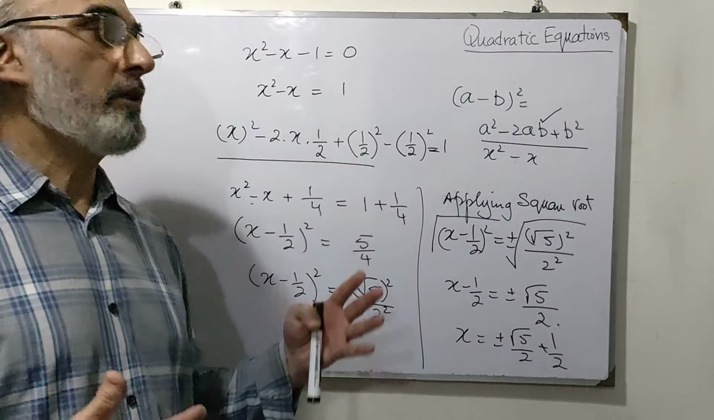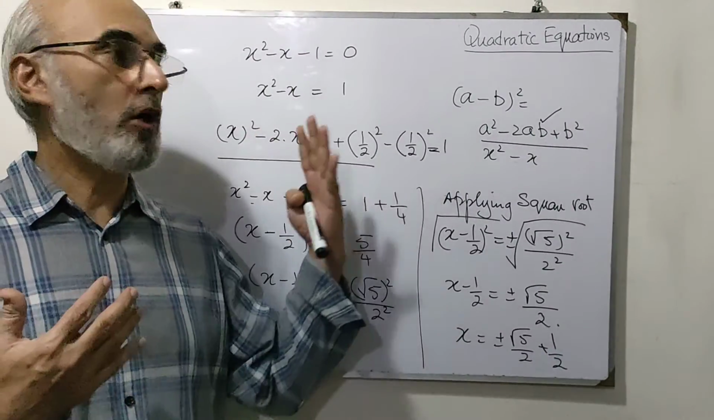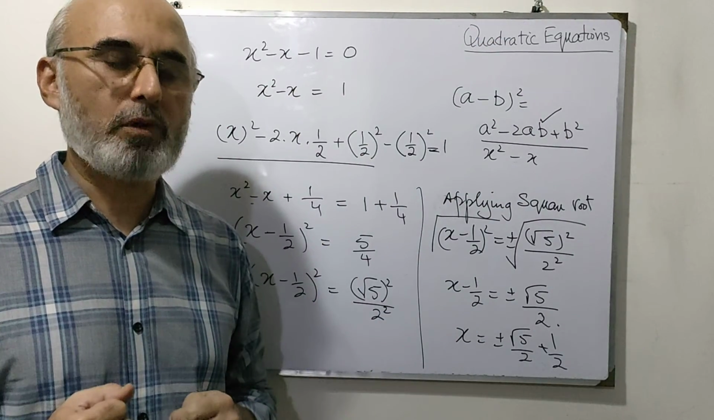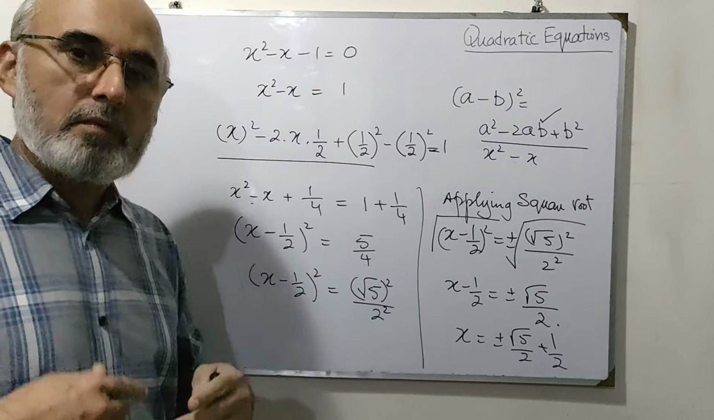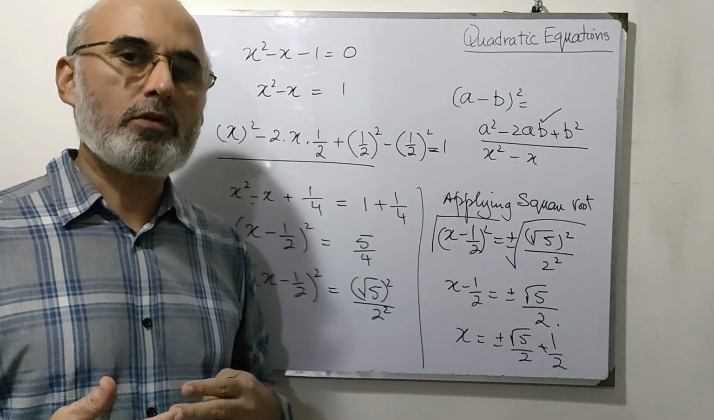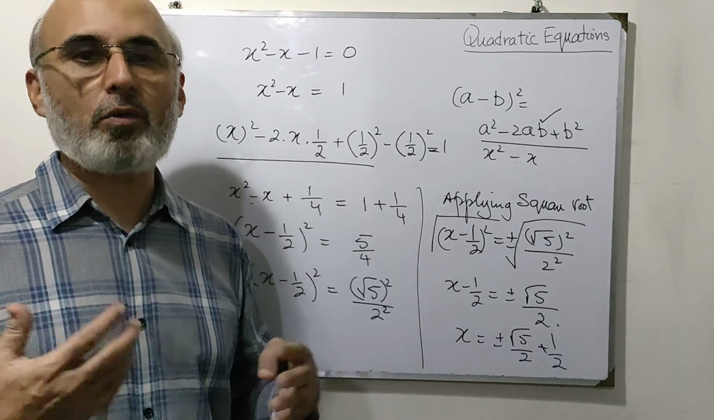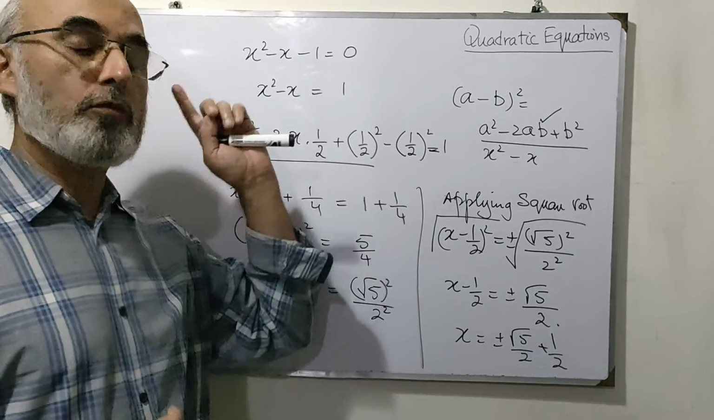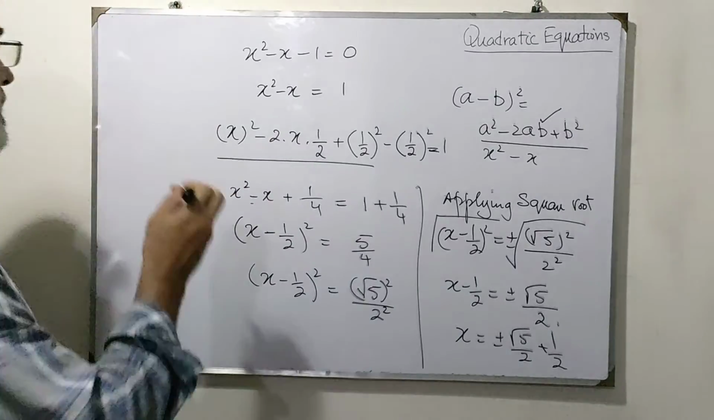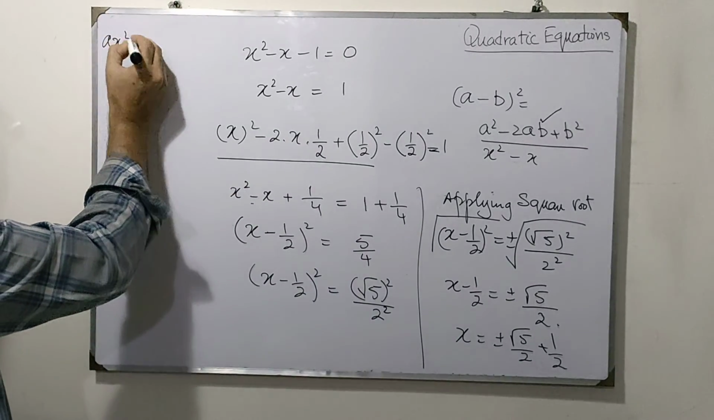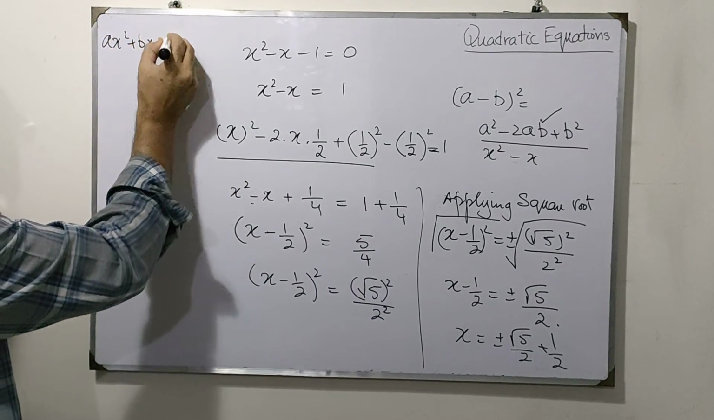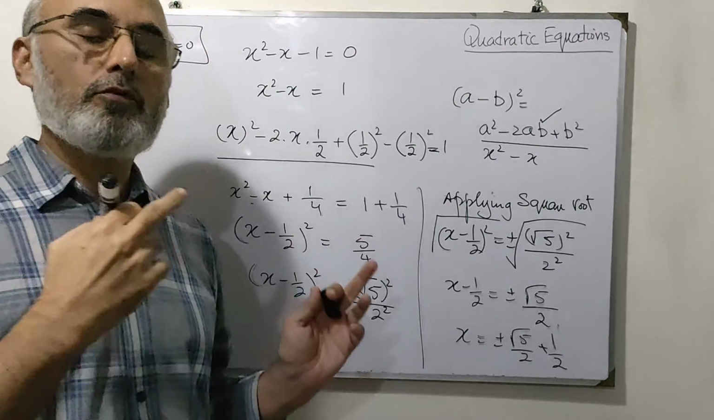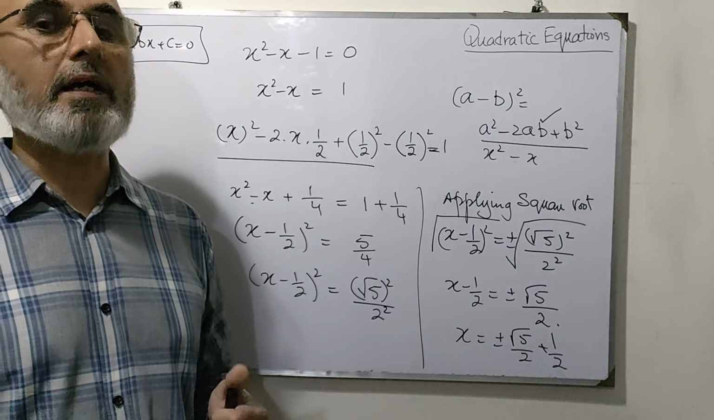Okay, I think you got the idea how we are dealing with quadratic equations by completing the square. After this, we are going to have the quadratic formula, and we're going to see how, using the equation ax square plus bx plus c is equal to 0, we are going to get a quadratic formula from this, and we'll apply that formula.